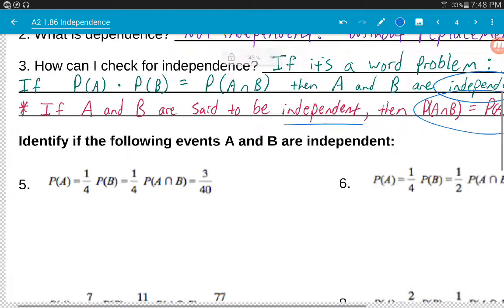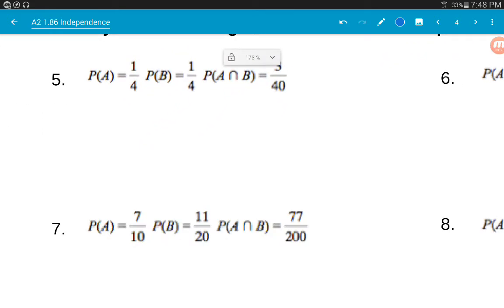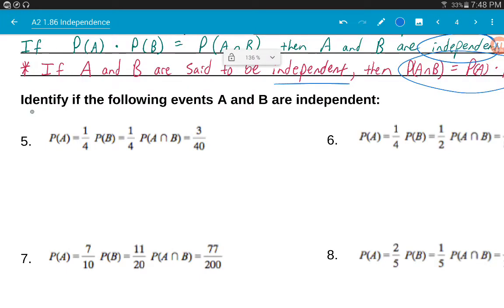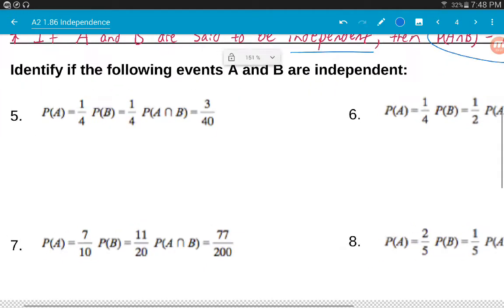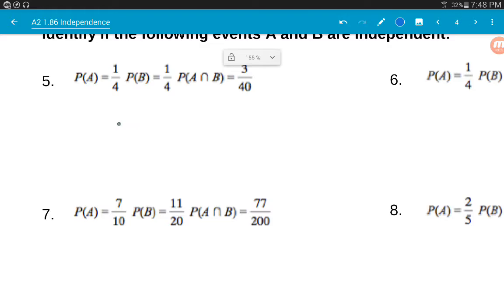Now let's do a couple of examples here. Let's do just say 5 and 7. We're checking to see if these are independent. The example says, identify if A and B are independent. So let's see. If they were independent, then the probability of A times the probability of B should equal the probability of A intersect B.